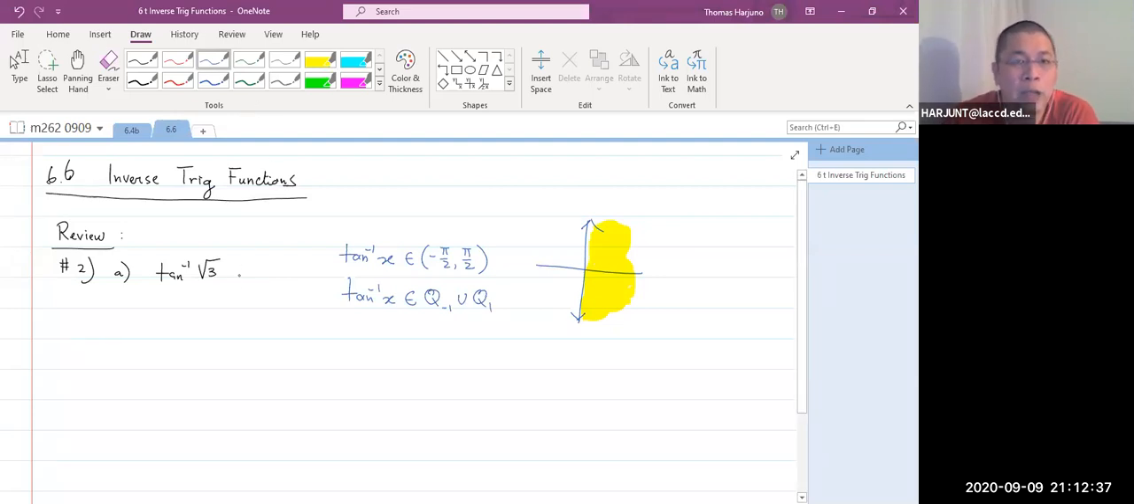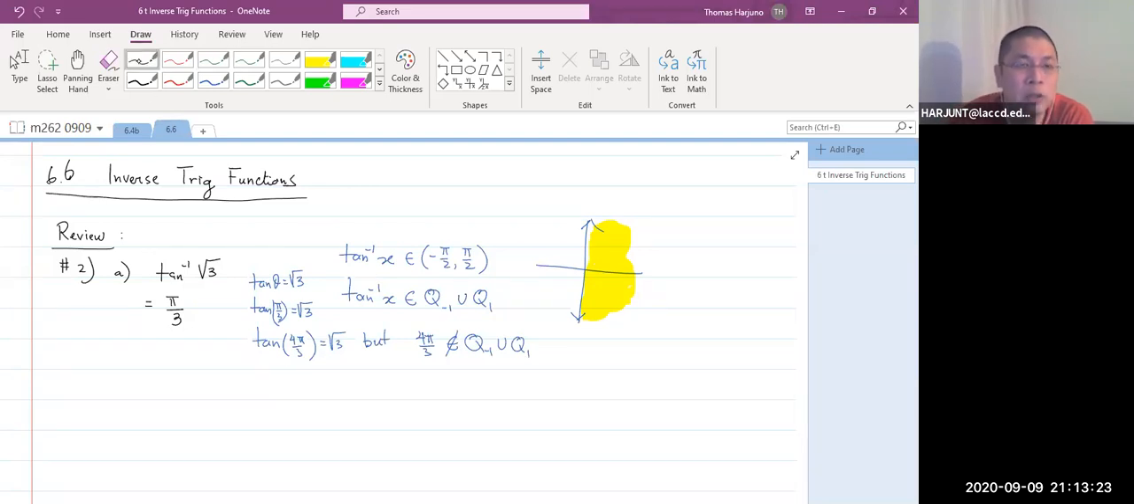Okay, so the way we answer this question: tangent of what angle equals radical 3, and that angle is in quadrant -1 or 1. The answer will be pi over 3. We know that tangent pi over 3 equals radical 3. Actually, tangent 4 pi over 3 is also radical 3, but 4 pi over 3 is not an element of quadrant -1 nor quadrant 1. That's why we don't use that one. And don't forget, an inverse function should have a unique solution.